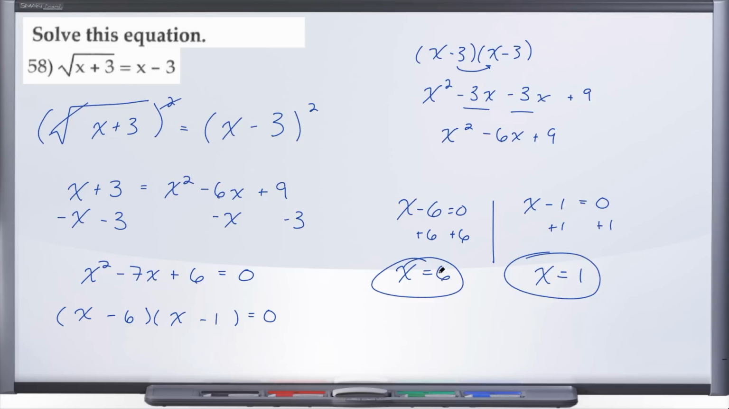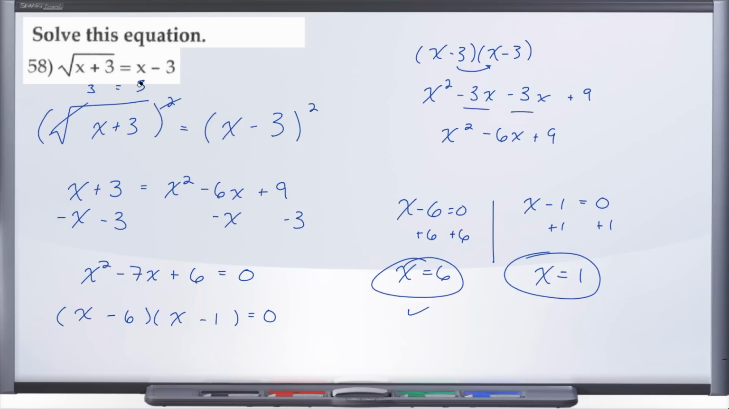And now let's go ahead and take each of these, plug them back into the original equation, and make sure that these two answers are valid. So if we take 6 and plug it in, well, we have 6 plus 3 is 9. Radical 9 is 3. So we have 3 equals, and now 6 minus 3 is, in fact, 3. So we get 3 equals 3. So we know the 6 works.